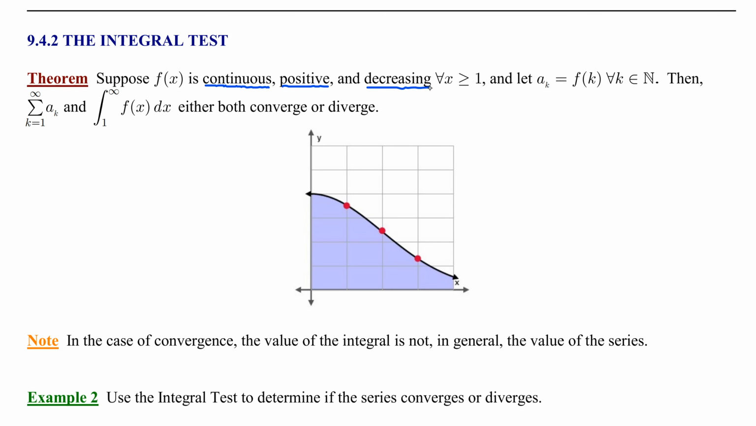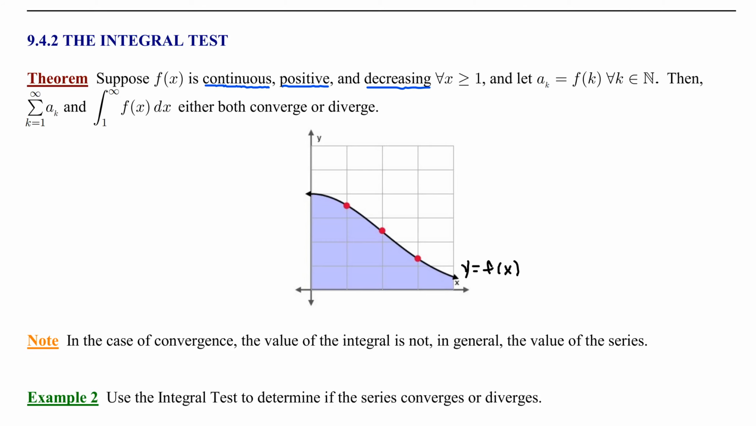Now, pause right there. These are the hypotheses of the theorem. So in order for the integral test to work, the function that we work with must satisfy all three of those conditions. It must be continuous, must be positive, and decreasing. So looking at the graph, the black line there is an example of a function that is continuous, positive, that is, it is above the x-axis, and it is decreasing.